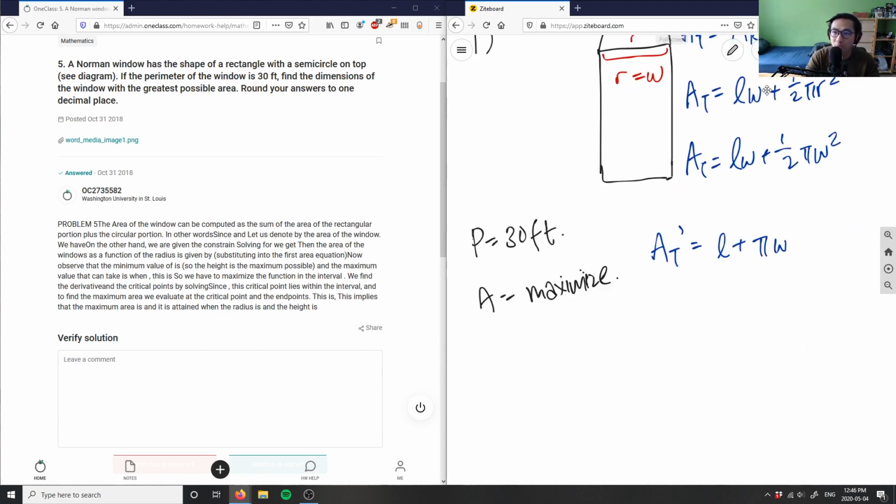And what we can do is we're actually given our perimeter formula as well. Our perimeter formula, actually let me label this as number 1.